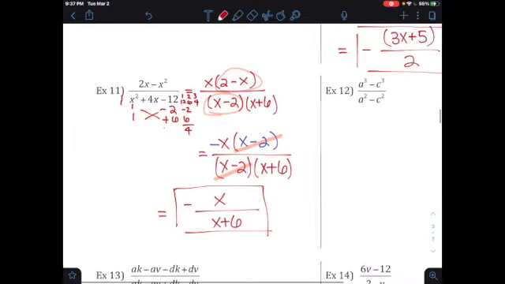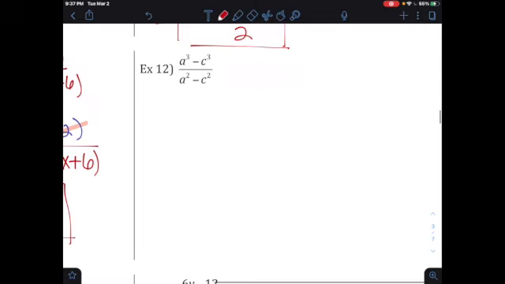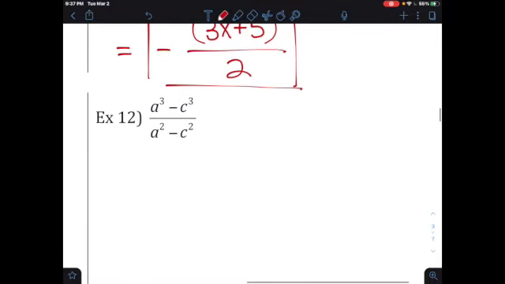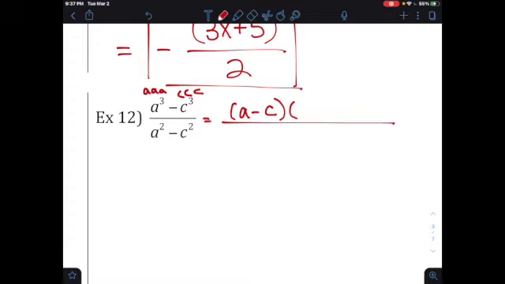Example number 12. I would like you guys to think about something we learned as the cube. You must learn how to. So this is going to be A, and please remember, that's going to be A minus C. So A minus C, first one, the first two, second two, and last two. So that's going to be A squared. And since this first one is minus, you're going to put plus AC and plus C squared. And that is the top.